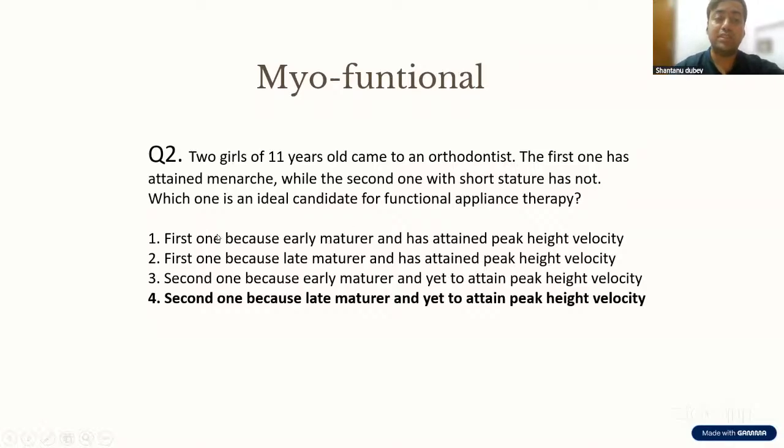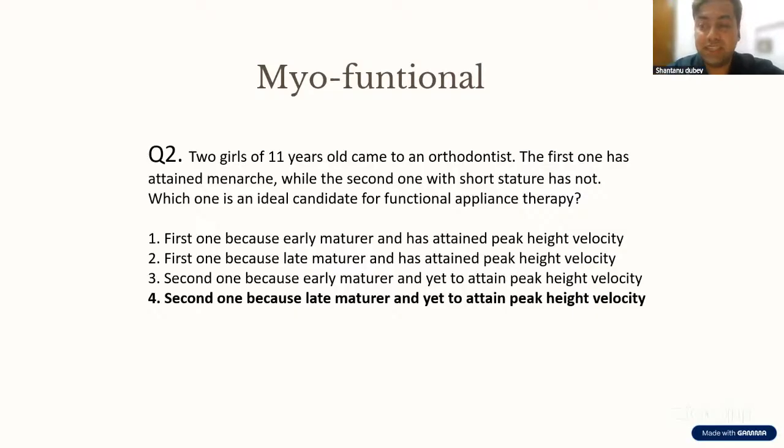So the first option says first one, because the patient is an early maturer and has attained peak height velocity. The second option says first one, because late mature and has peak height velocity. Okay. And the third is second one, because she's early mature and yet to attain peak height velocity. And the fourth and final, which is the correct one, is the second one, because late mature and yet to attain peak height velocity. Okay, let's tackle it one by one. But before we do that, we should understand that a functional appliance would act better when the growth spurt is yet to come.